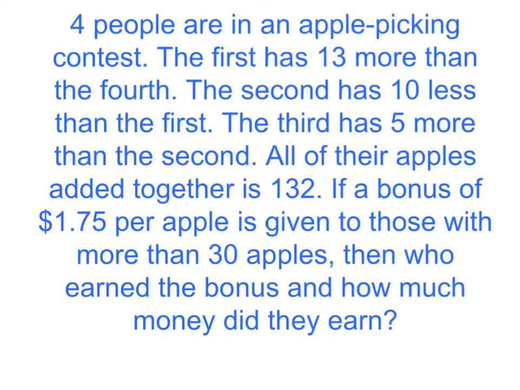4 people are in an apple picking contest. The first has 13 more than the fourth. The second has 10 less than the first. The third has 5 more than the second. All of their apples added together is 132. If a bonus of $1.75 per apple is given to those with more than 30 apples, then who earned the bonus and how much money did they earn?